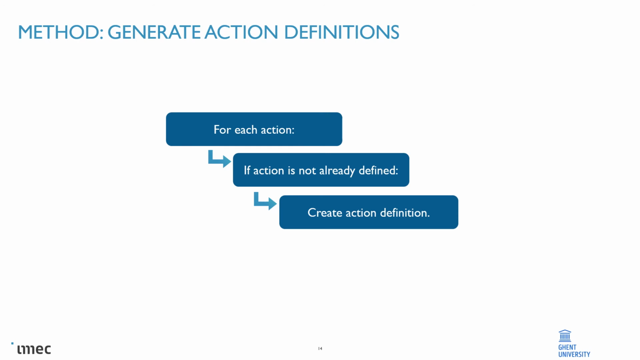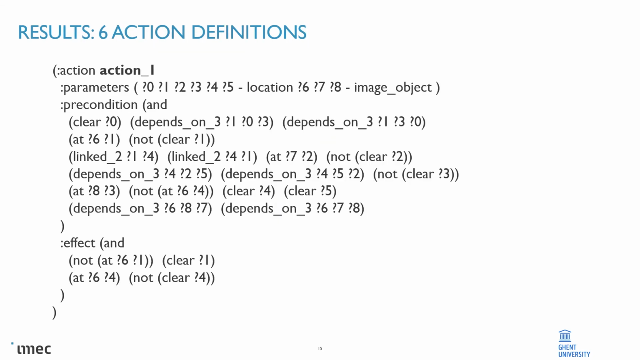Once we've created our set of grounded actions, we then transform that set of actions into a set of PDDL-defined action definitions. This results in a set of difficult to read action definitions. So for the Towers of Hanoi domain, 6 action definitions are created.